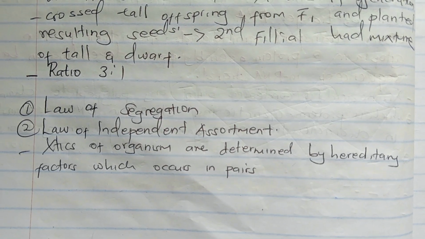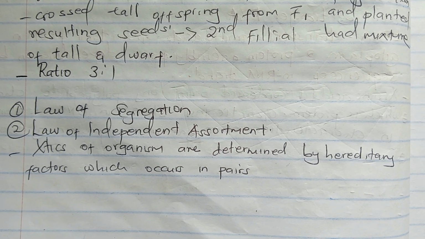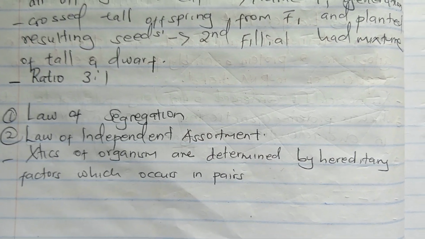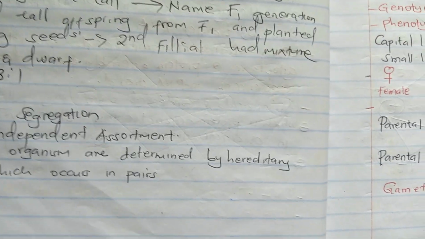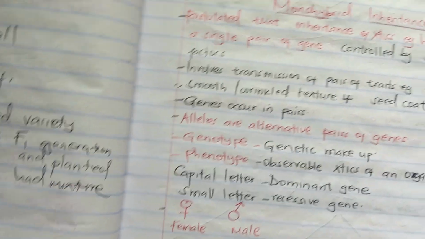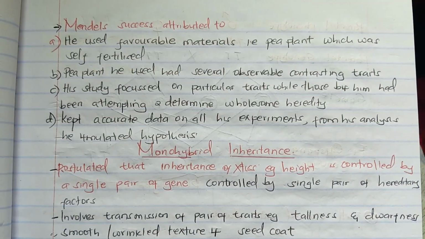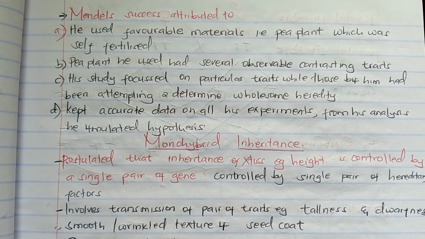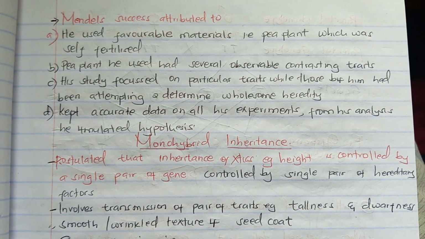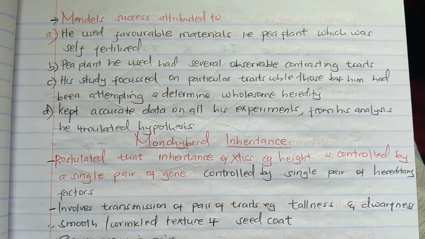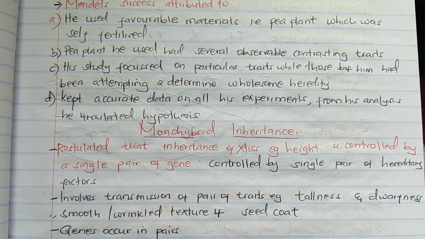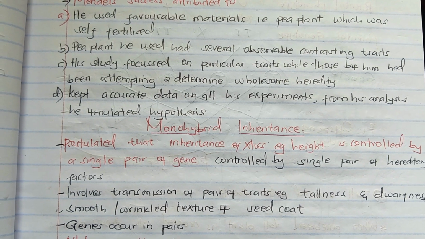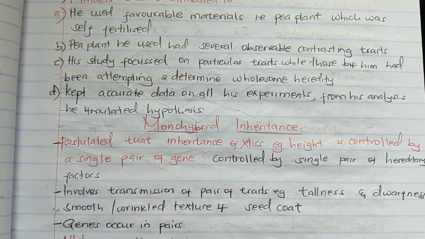So the law of segregation and then the law of independent assortment. The characteristics of an organism, in short, are determined by factors which occur in pairs. That is how Gregor Mendel was able to conclude. Reasons for Mendel's success. 1. He used favorable materials. The pea plants were readily available. They were self-fertilized. And then the pea plant he used had several observable traits, like the texture, the height, the color of flowers, so he could test using different traits.